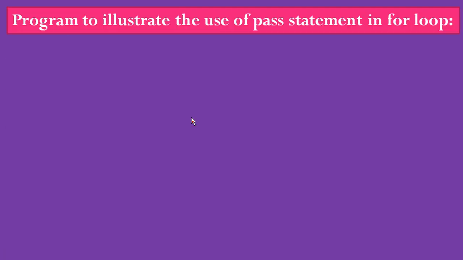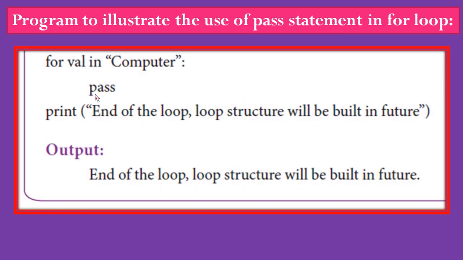The next example is another example to illustrate the use of the pass statement in the for loop. Here, the pass statement is placed inside the for structure. The keyword computer contains 8 characters.